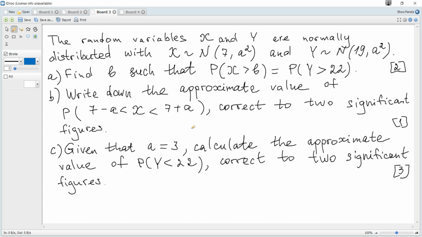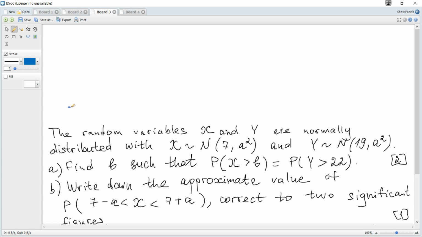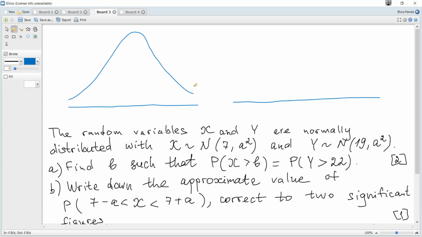The random variables x and y are normally distributed. Question A. Find b such that the probability that x is greater than b is equal to the probability that y is greater than 22. It's very important here that x and y have the same standard deviation, and it means that there will be absolutely the same curves of distribution for x and for y, and just different values of mean.